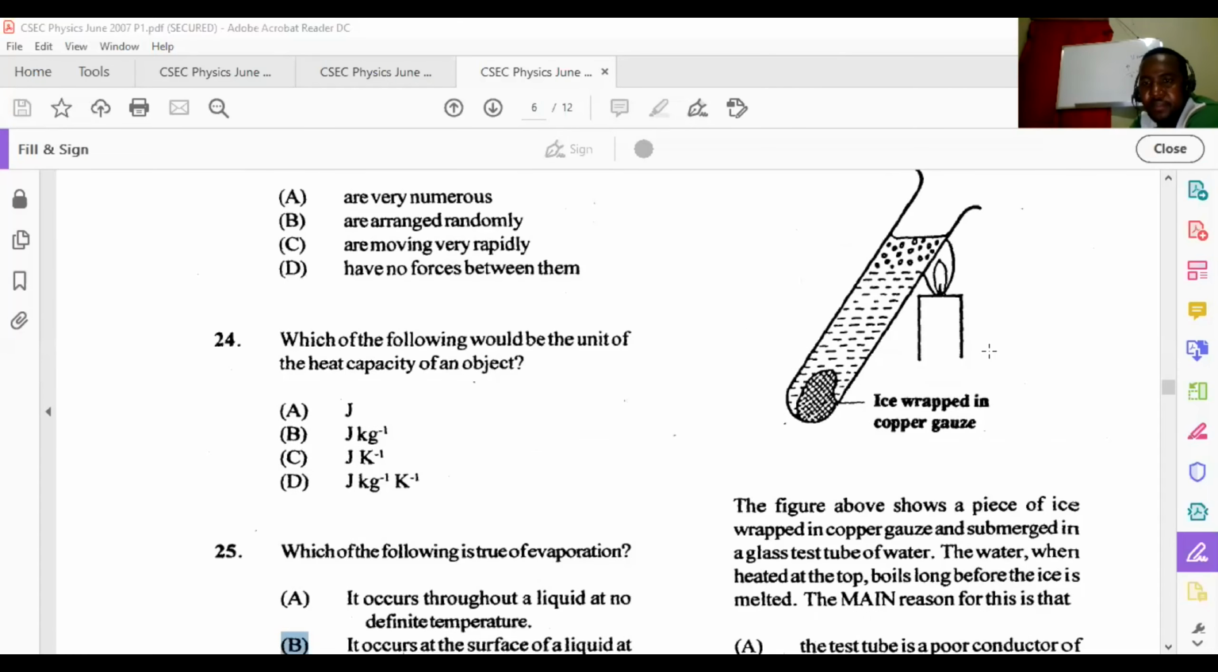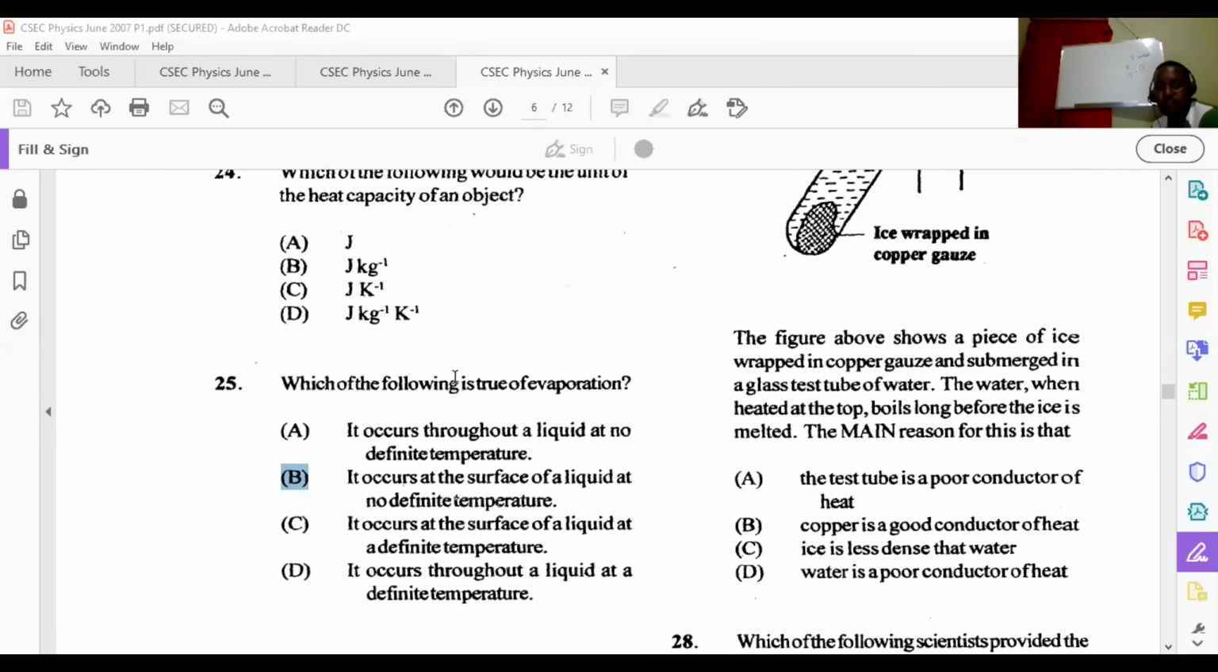All right, 27. The figure above shows a piece of ice wrapped in copper gauze and submerged in a glass test tube of water. The water, when heated at the top, boils long before the ice is melted. The main reason for this is that A, the test tube is a poor conductor of heat. I don't think it would be A, because aren't test tubes kind of good? I wouldn't call them poor. But you have to pay attention to the other options as well.